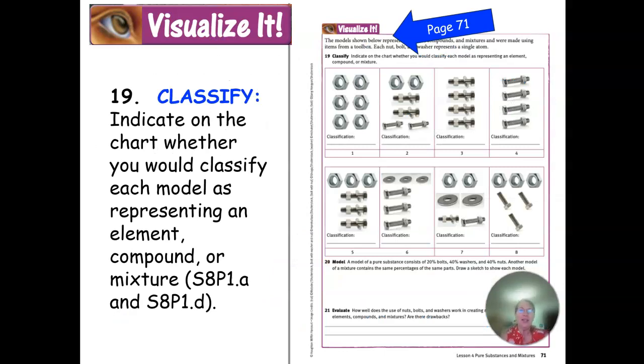Next, you have a classify, visualize it. And this is an important concept for you to look at and understand. And so they want you to look at the pictures and decide, is it going to be an element, a compound, or a mixture? And so go back to, is it one thing by itself? Is it two things that are together? Or is it more than one thing mixed together? So go through those and figure those out.